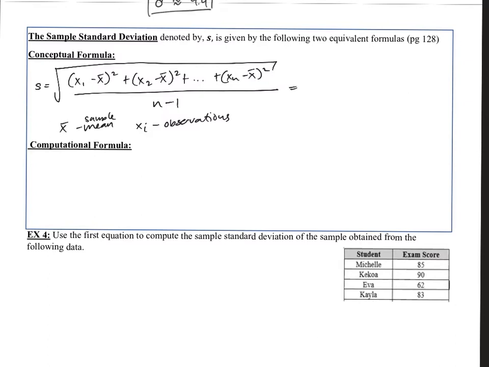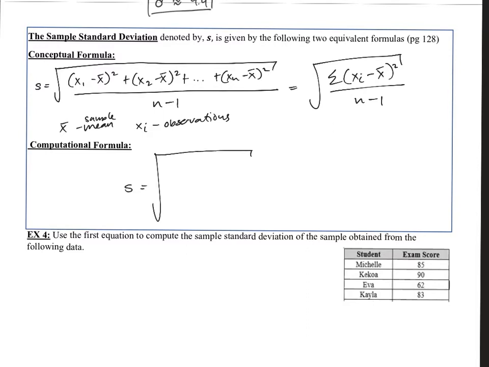This all simplifies out to square root of the sum of your observations minus your mean squared all over n minus 1. Now, the computational formula looks similar to the other computational formula. s equals the square root of sum of your xi values squared minus your sum of your xi values, and then squaring that. Once again, these two are different. Divided by your observations over observations minus 1. So what are the main differences between sample and population? It's that little minus 1.